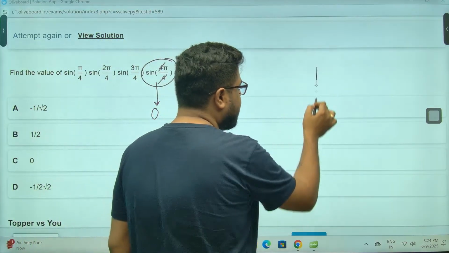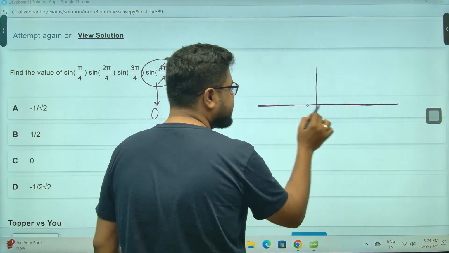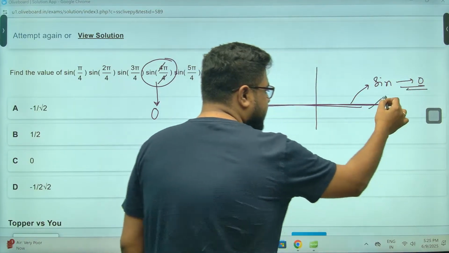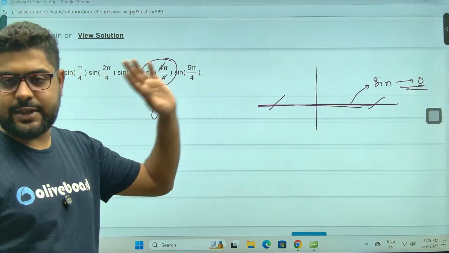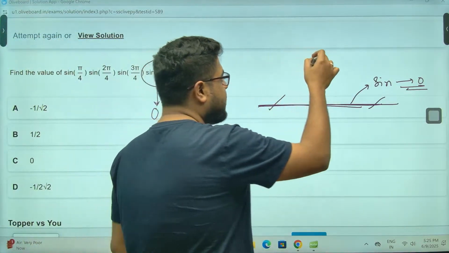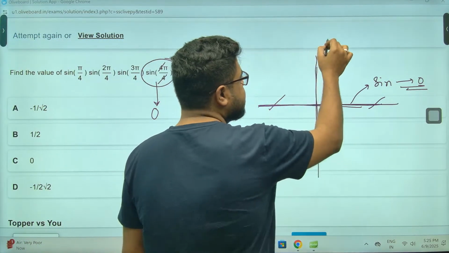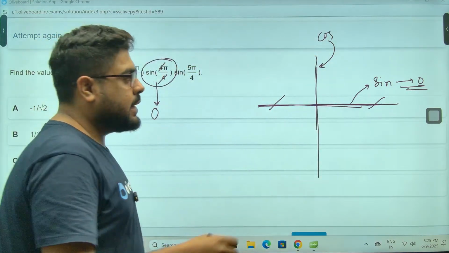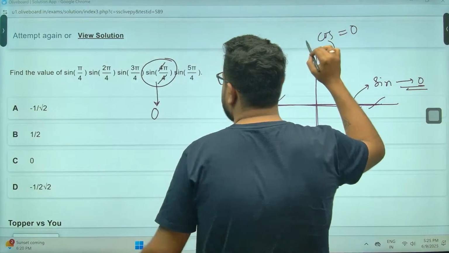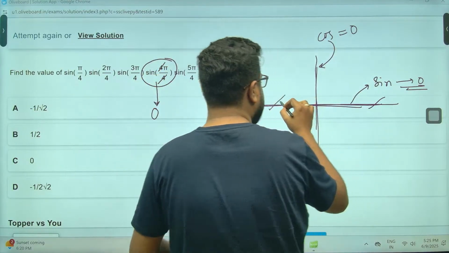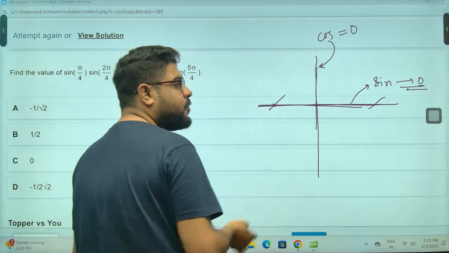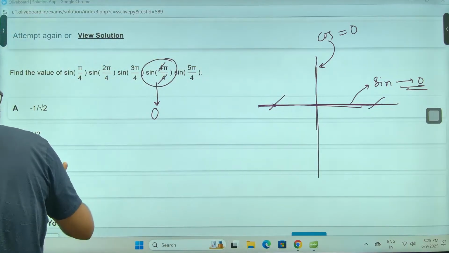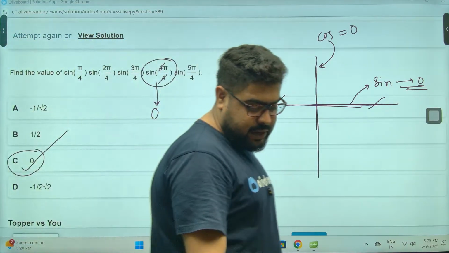Why? Because on this x-axis, sine is always 0, sir. Whether it's on the positive side or the negative side, it is always 0. Similarly, for this related question, cos will always be 0 on this y-axis. On y-axis, cos is 0. Here, sir, sine pi is 0. Sine pi means this is over here on the negative side of the x-axis. And 0 into anything you do, the answer can be only one number, that is 0.